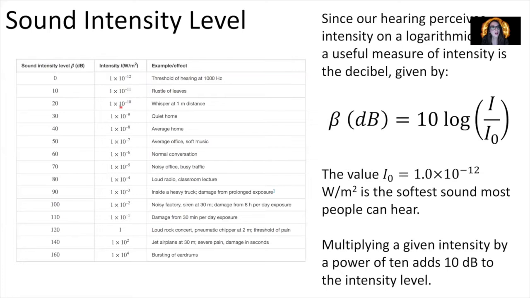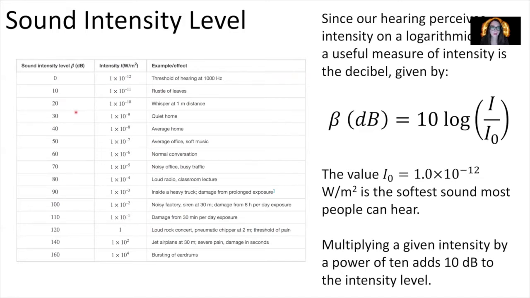Okay, now if we go up to an intensity that's a factor of 10 larger, 1 times 10 to the minus 10 watts per meter squared, that gives us another plus 10 for the sound intensity level in decibels. So now we're at 20 decibels on our sound intensity level, at an intensity of 1 times 10 to the minus 10 watts per meter squared. So when you increase the intensity by a factor of 10, you add 10 to the sound intensity level in decibels.